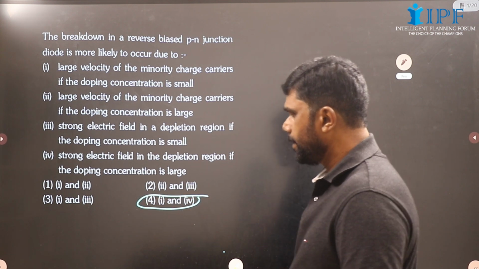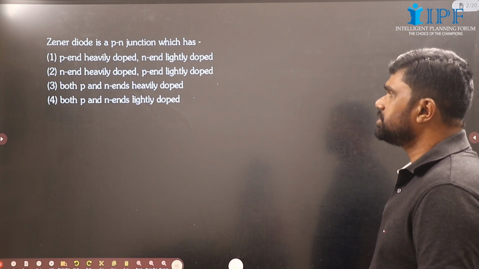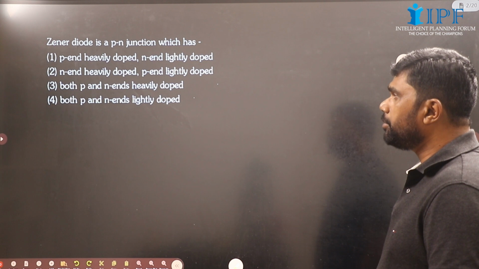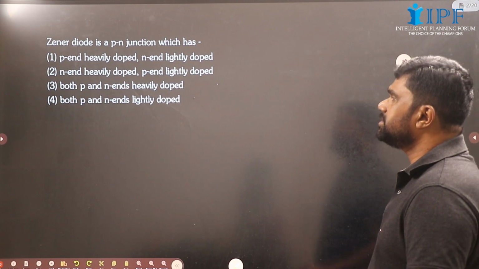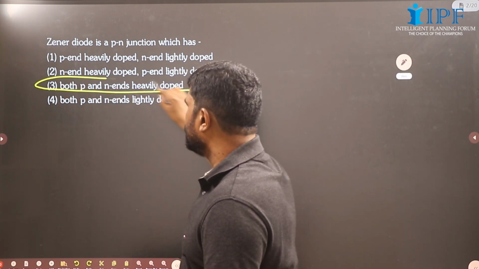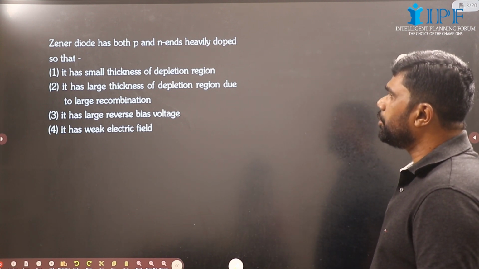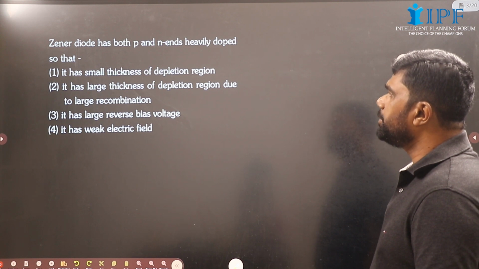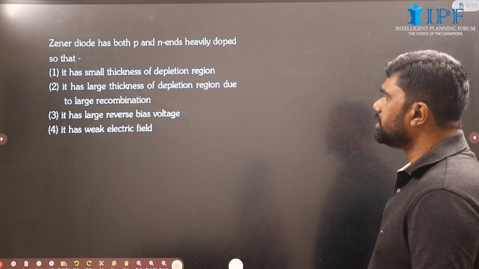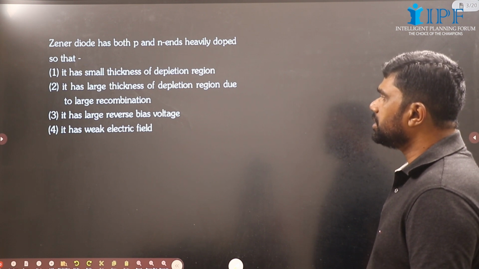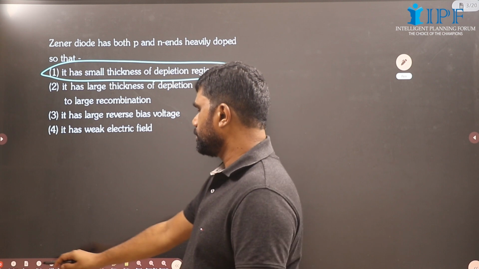So this one, right? Now, Zener diode is a PN junction which has P heavily doped, N lightly doped, that's wrong. N heavily doped and P lightly doped, again wrong. Both P and N heavily doped, that's true. Okay. Now Zener diode has both P and N heavily doped, so that it has small thickness of depletion region, that's fine. It has large thickness of depletion region due to large recombination. It has a large reverse voltage. It's weak. It has weak electric field. Only the first statement is true.